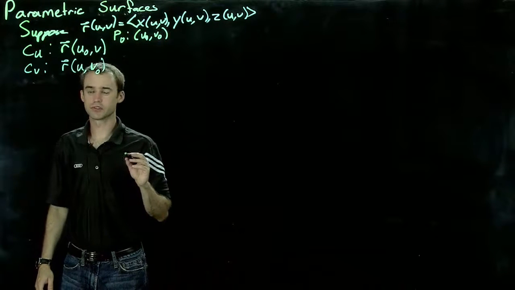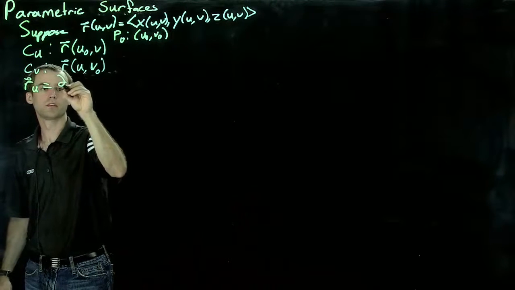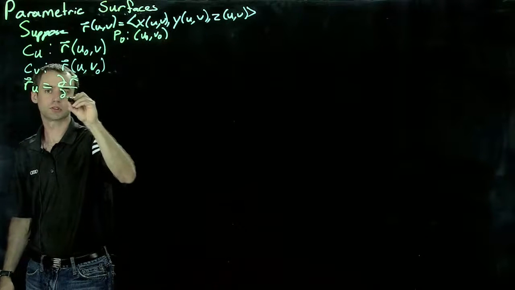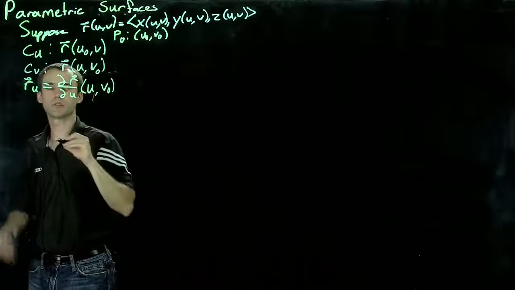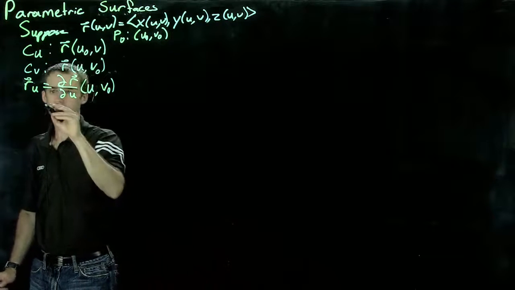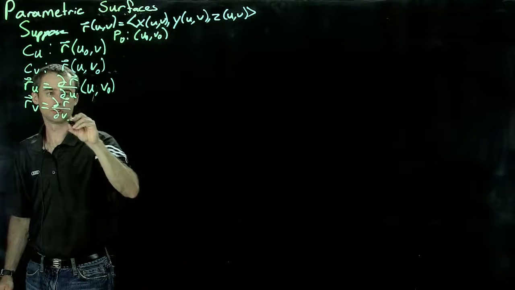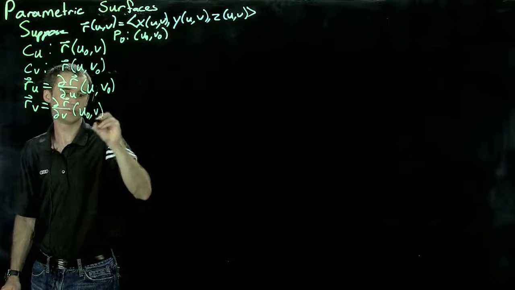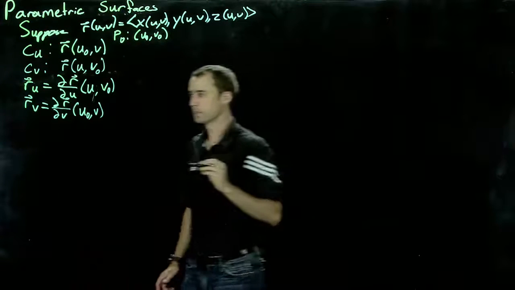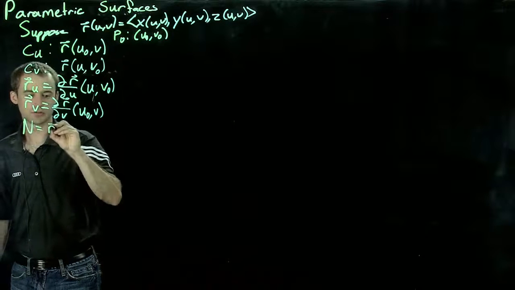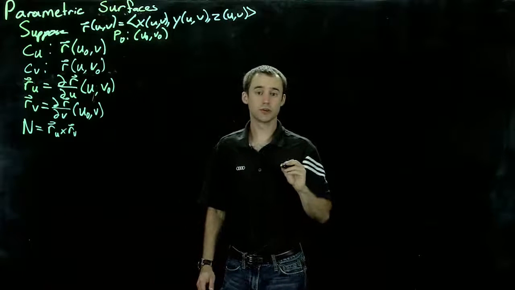Now we'd like to find the tangent vectors for these guys. So let's let r_u be the derivative of r with respect to u at the point v0. So this is the derivative along the curve c_v. Now similarly, let's let r_v be partial v of r at (u0, v). Now that we have these two vectors, we can take their cross product to get the normal vector. So a normal vector is r_u cross r_v. Now as long as this is non-zero, we should be good.